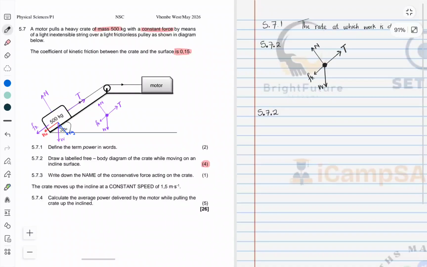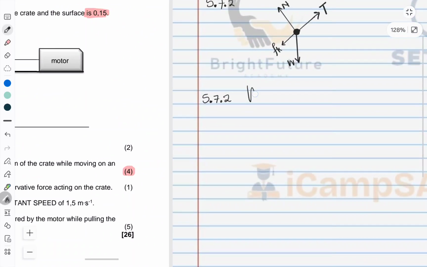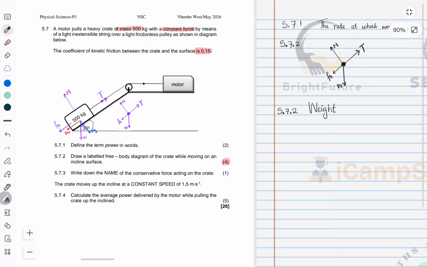So in this case, we're asked for a conservative force, a force that is independent of the path taken, that is acting on the crate. The simplest answer you can go for is weight. Is there any other force that's independent of the path taken? You can think about that one, but the easiest one to go for is your weight, your gravitational force. Am I on 5.7.3?